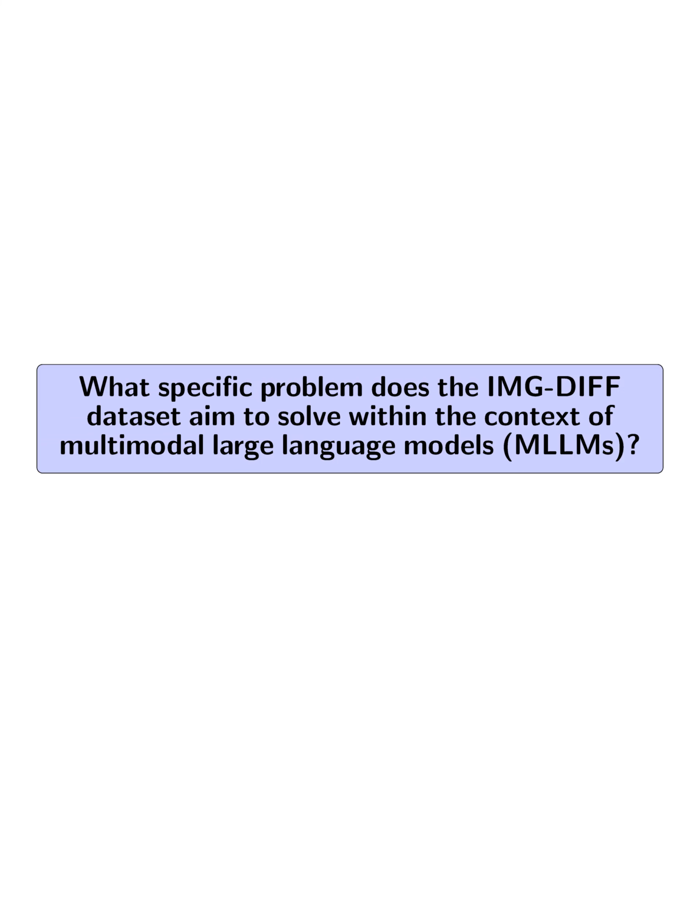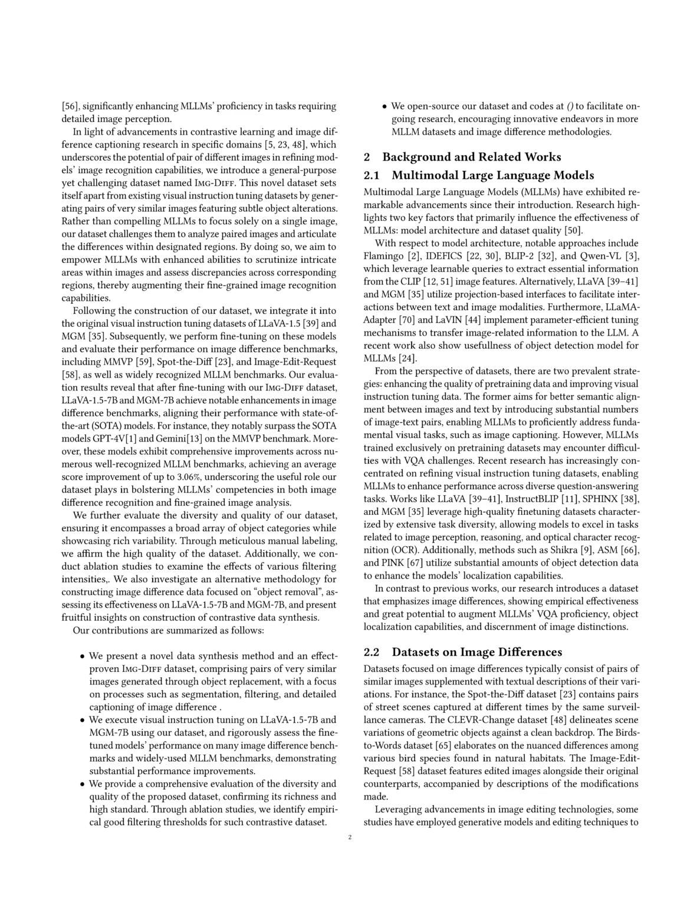What specific problem does the Img-Diff dataset aim to solve within the context of multimodal large language models, MLLMs? The Img-Diff dataset specifically aims to enhance the fine-grained image recognition capabilities of multimodal large language models, MLLMs, by challenging them to analyze pairs of very similar images with subtle object alterations.